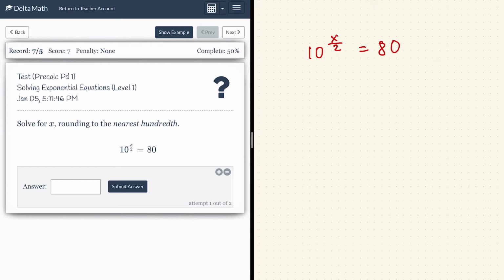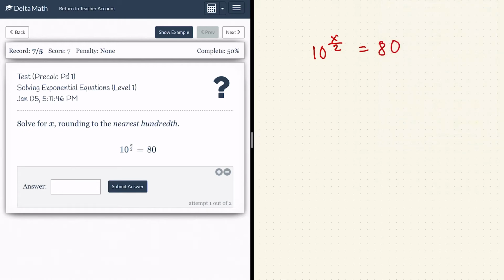Even though 80 is divisible by 10, you can't really write it as base 10. So therefore, we need to use logs here. A very common mistake is students would divide both sides by 10. This is not allowed, and the reason we cannot simply divide both sides by 10 is because of order of operations. We're not multiplying x by 10. What we're doing first is taking x divided by 2 and then exponentiating with base 10. So very tricky. You can't just divide both sides by 10.